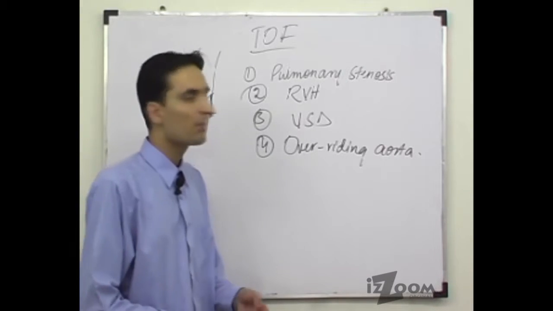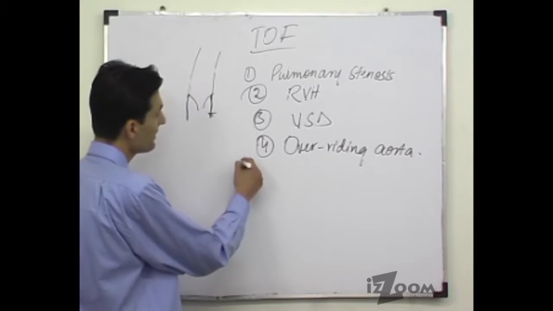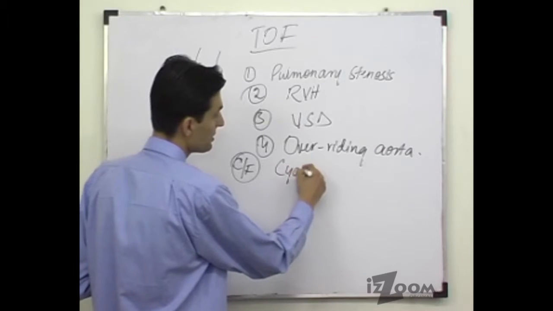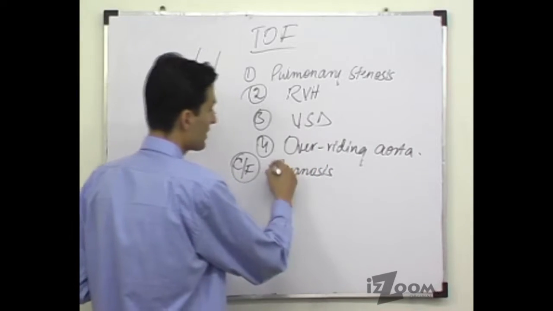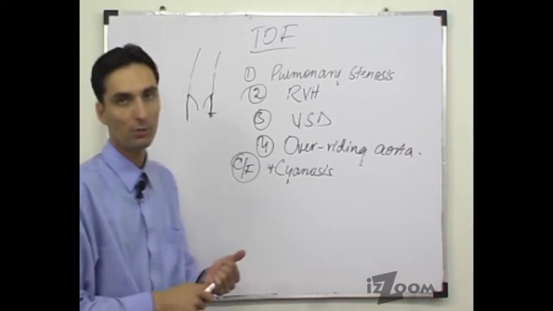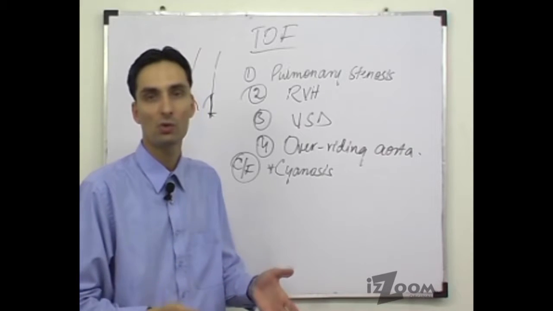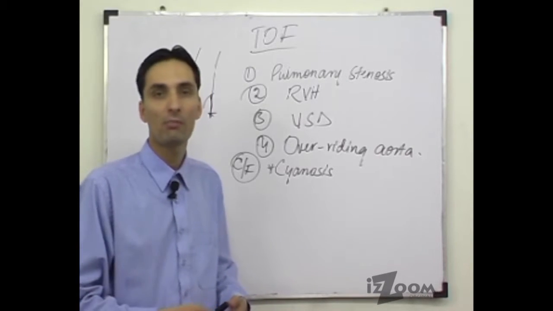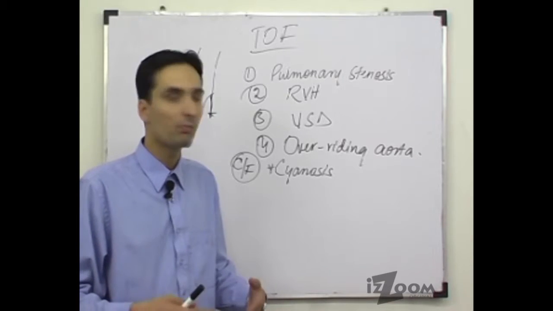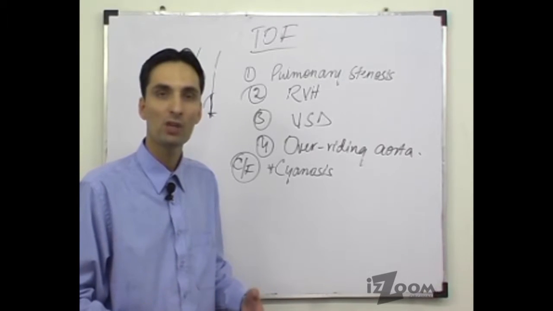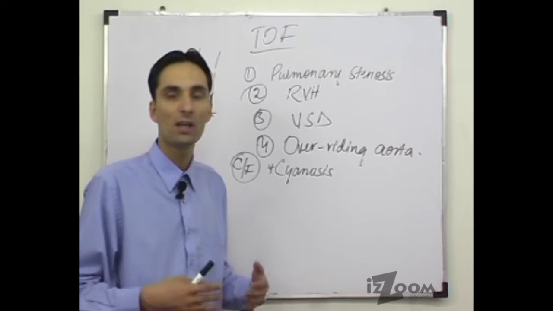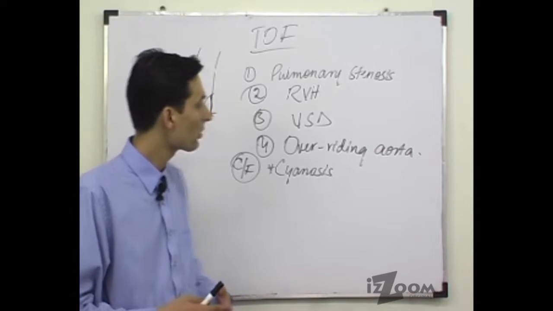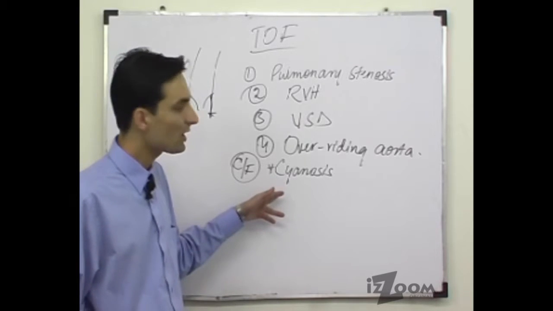And the infants and children present clinically with cyanosis usually. Usually there is cyanosis unless the obstruction is mild, the pulmonary stenosis is mild, and there is sufficient pulmonary blood flow. It is then that the infants or the children might not present with cyanosis, and in that case it is called acyanotic or pink tetralogy of Fallot. But usually the children present with cyanosis.